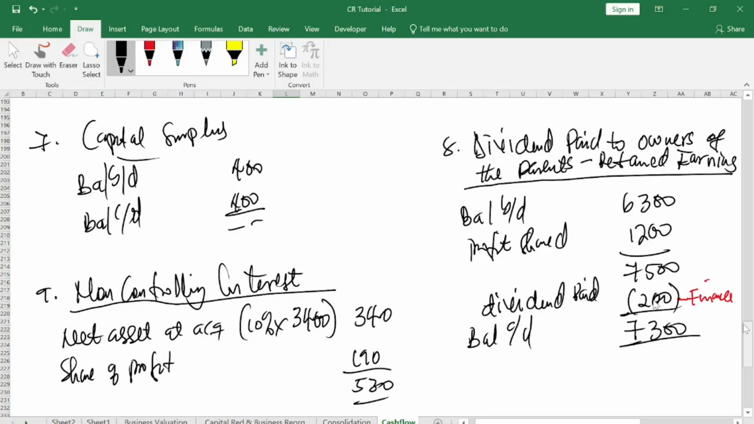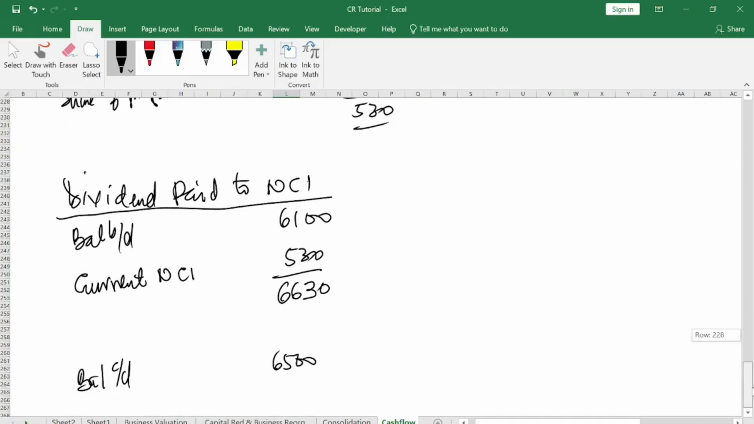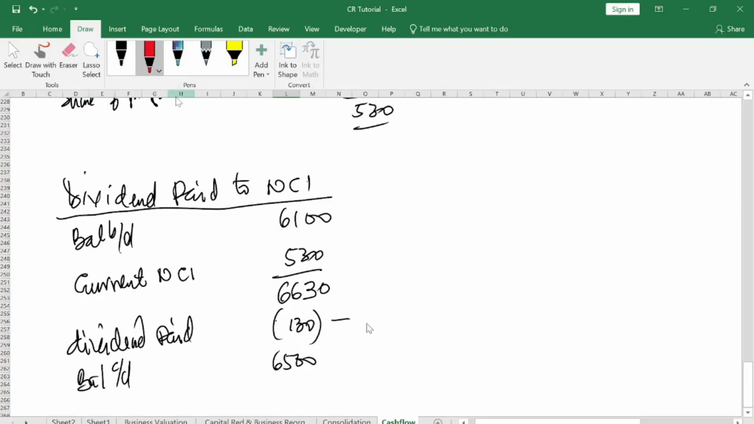So NCI has paid, we have paid some money to the owners of NCI. So what does it mean? Money has gone out. So you say dividend paid. If dividend is paid, what happens? It is a dividend, a finance cost. So how much did they pay? 130. It means money is gone. So this one will also go to finance. It will also reduce finance.